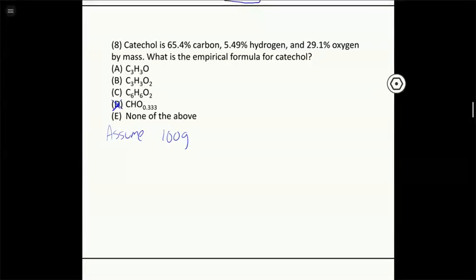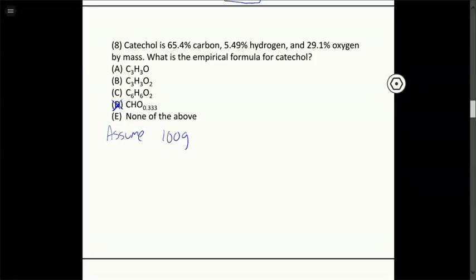All right, so we assume 100 grams of compound, and then if you make that assumption, all of these percentages are going to be mass amounts. So if we have 100 grams of compound, that means we have 65.4 grams of carbon, 5.49 grams of hydrogen, 29.1 grams of oxygen. So we just use those masses to find moles.